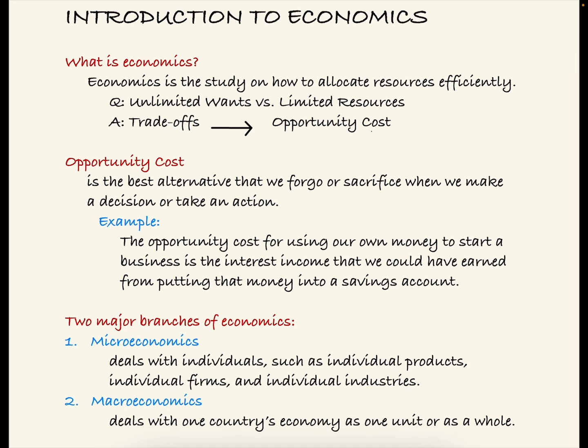Let's transition to the two major branches of economics. The first major branch is microeconomics, and the second major branch is macroeconomics. Microeconomics deals with individuals, such as individual products, individual firms, and individual industries. On the other hand, macroeconomics deals with one country's economy as one unit or as a whole.